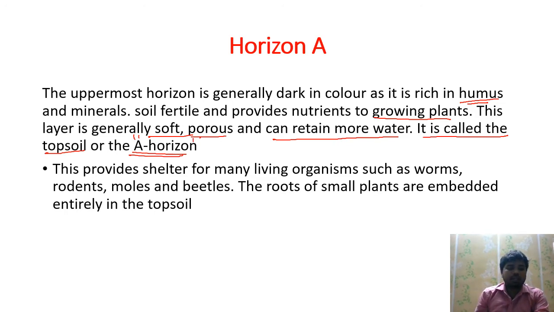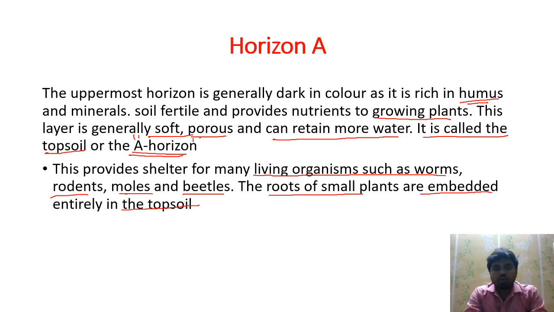This provides shelter for many living organisms such as worms, rodents, moles and beetles. The roots of small plants are embedded entirely in the topsoil. So mainly the biotic components that we have studied are in the top layer, and all the agricultural practices are done on horizon A. Horizon A is very important for living organisms also, because the majority of crops, plants and trees are grown there, and the roots are in the region of horizon A only.